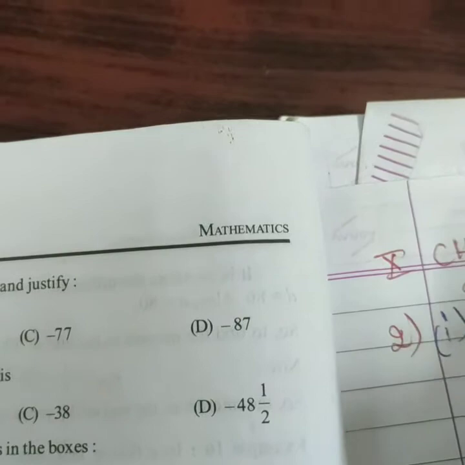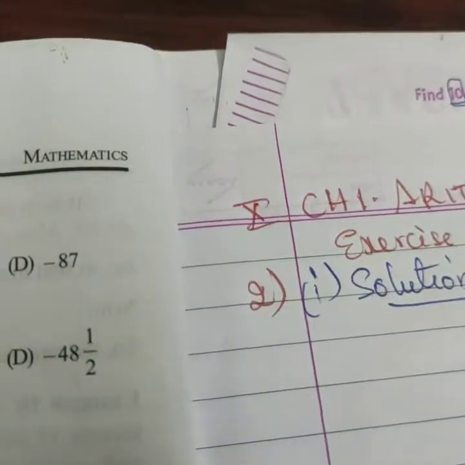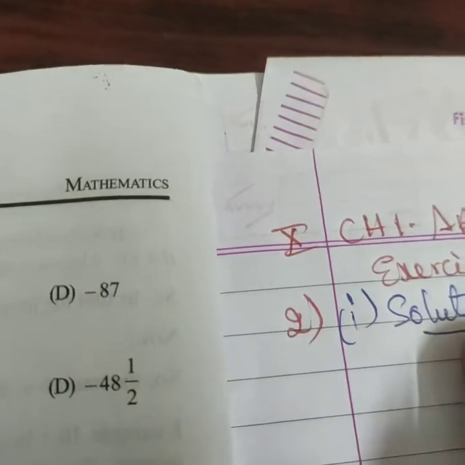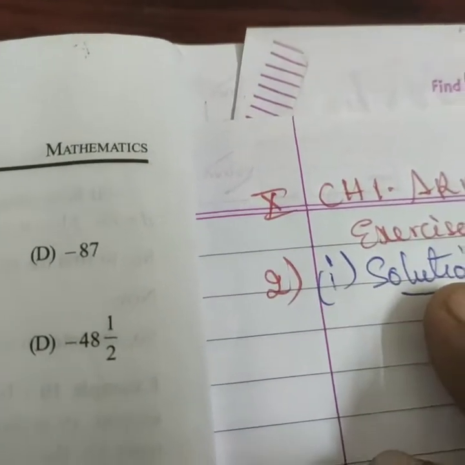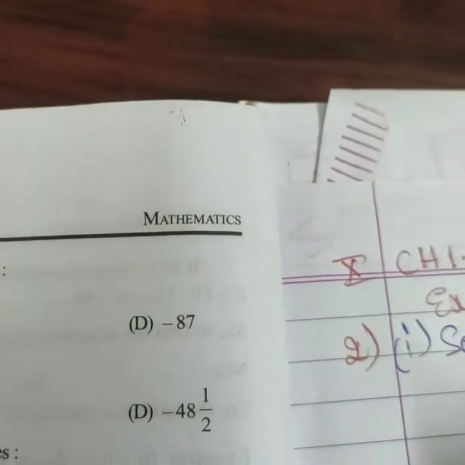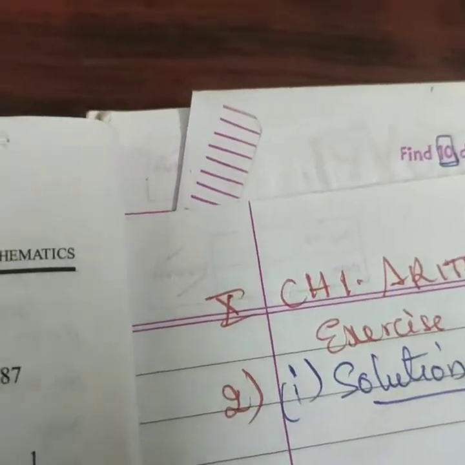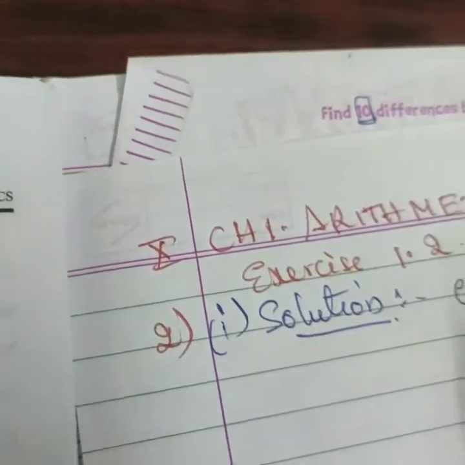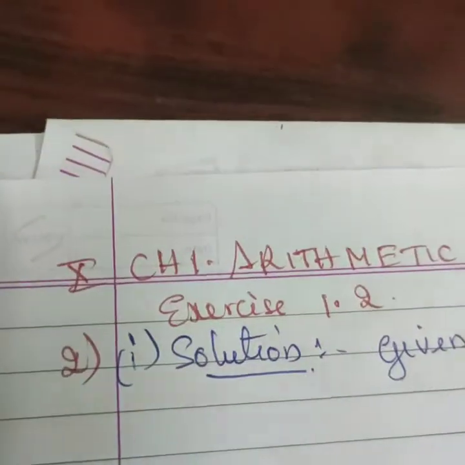For the solution, you need to write the side heading, children. Between the question and the answer there should be a side heading, solution. Many of you have not written it in your classwork. Please do the correction here. The side heading should be solution. What have they given us? The AP given is 10, 7, 4 and so on.